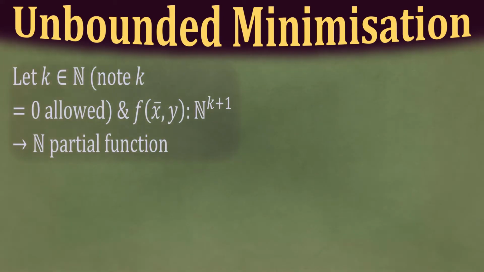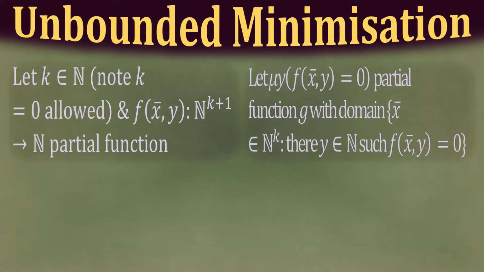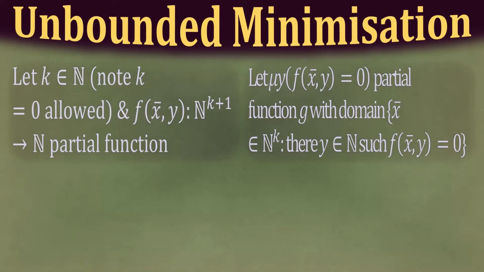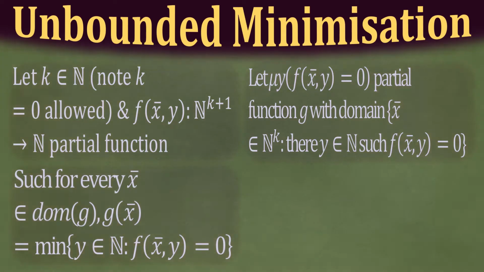Now let's define unbounded minimization. Let k be a natural number including 0, and let f of x bar y from the naturals to the k plus 1 to the naturals be a partial function. Let mu y of f of x bar y equals 0 be the partial function g with domain the set of all x bar in the naturals to the k such that there is some y in the naturals such that f of x bar y equals 0, such that for every x bar in the domain of g, g of x bar is equal to the minimum y in the naturals such that f of x bar y is equal to 0. Thus, we have the following result for unbounded minimization.